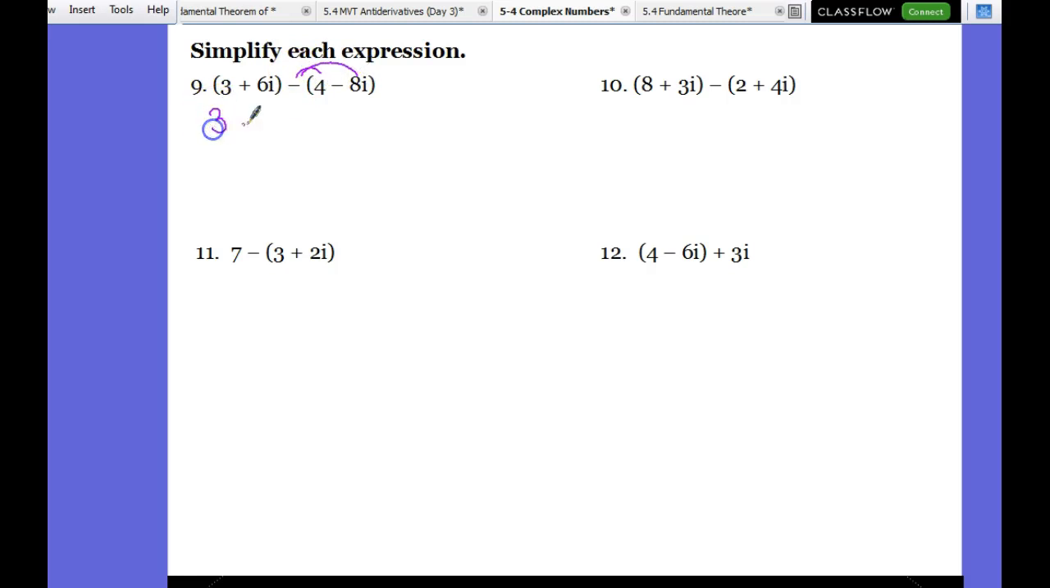So you get 3 plus 6i minus 4 plus, because a negative times a negative is a positive, 8i. So now combine the numbers to the numbers and the i's to the i's. So 3 minus 4 is negative 1, 6 plus 8 is 14. So now you get negative 1 plus 14i.